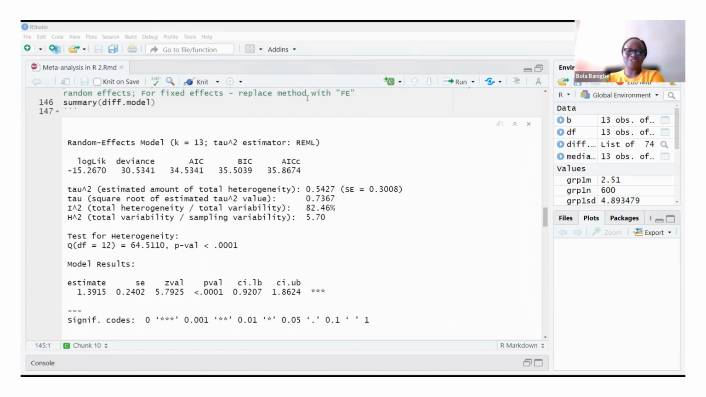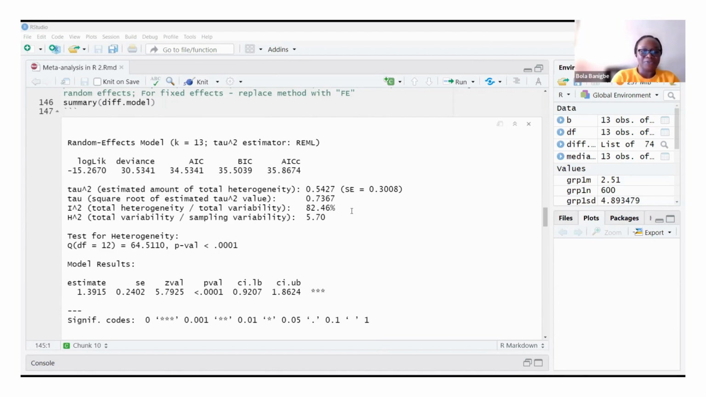Does anyone want to volunteer to tell us what this result means? How are you going to write this up? Okay, I can give it a go. I think the mean difference is 1.09, and this is actually significant, and the between study heterogeneity is quite high with 82.5.